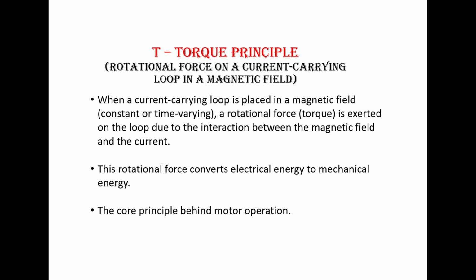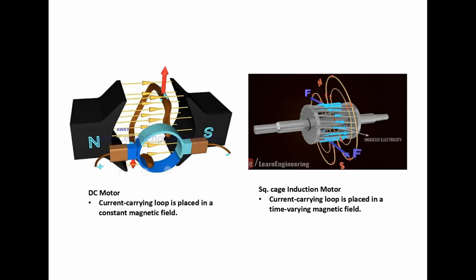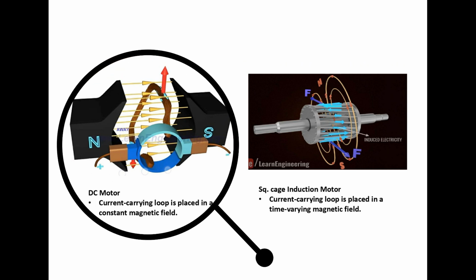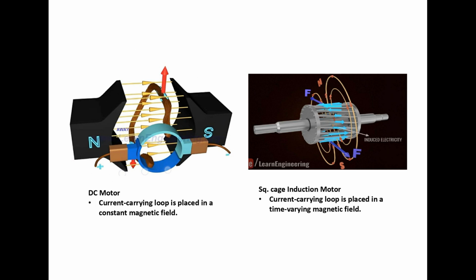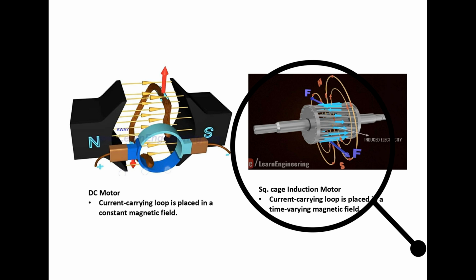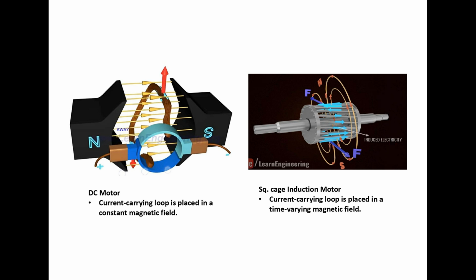This is the core principle of a motor. This is essential for a motor's operation. In a DC motor, we put a current carrying loop into a constant magnetic field and the resulting torque makes it spin. Similarly, in an induction motor, the current induced in the rotor interacts with the magnetic field, creating the torque that gets it moving.